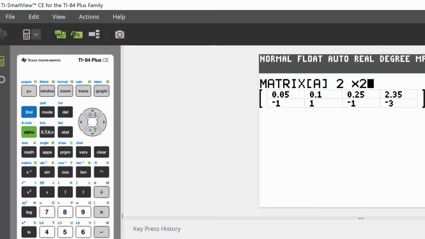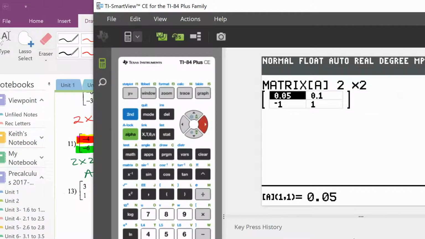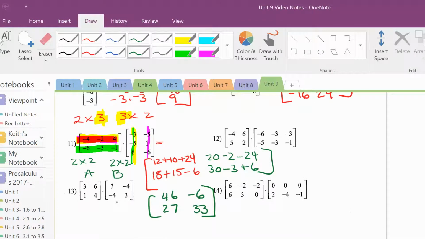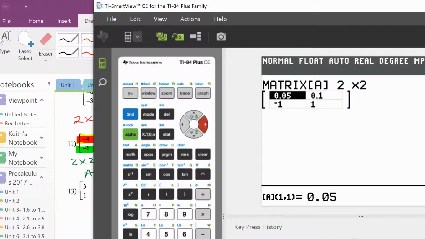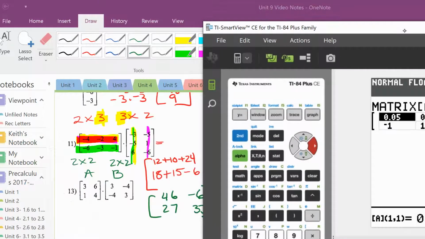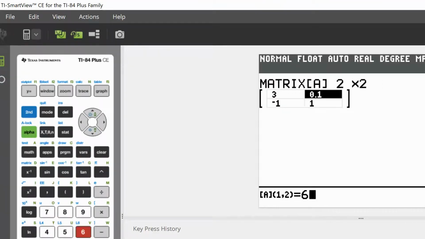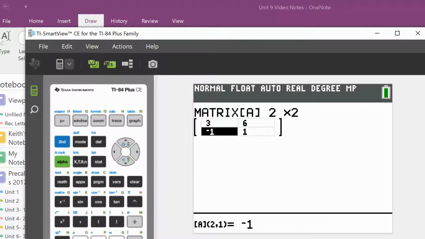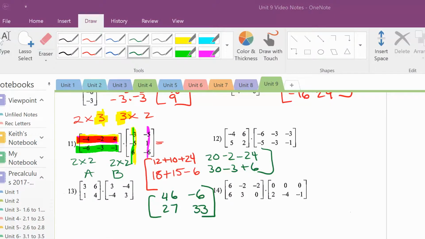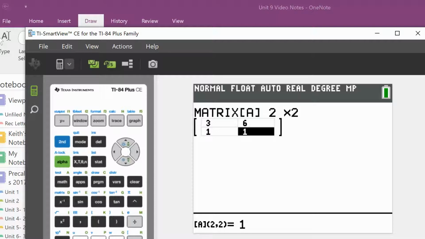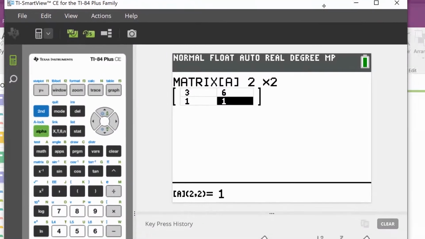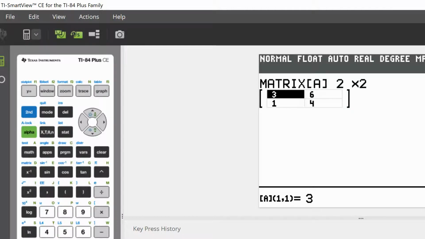There you go. And then we're gonna edit the numbers. So the first ones are 3, 6, 1, 4. So you type in 3 and hit enter, and then you hit 6 and hit enter, and then the next row is 1 and 4. So it's 1 and then 4. Hit enter. So that's matrix A.